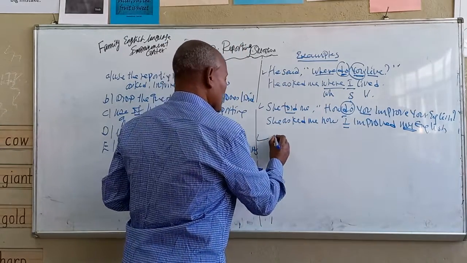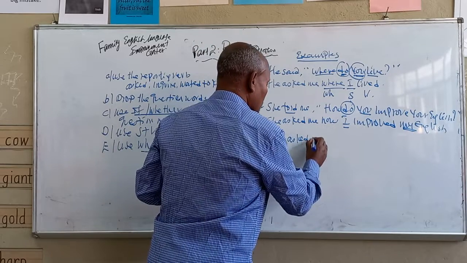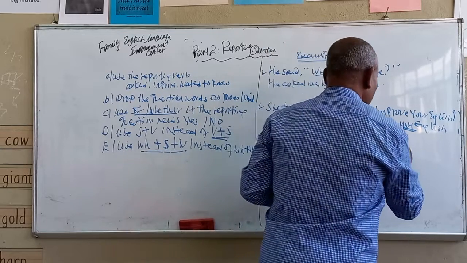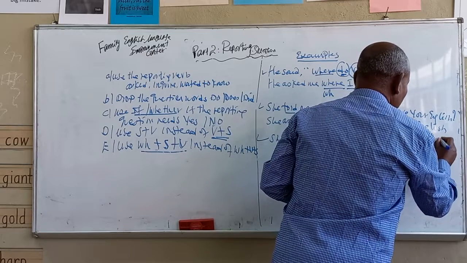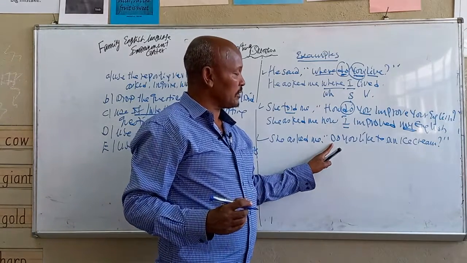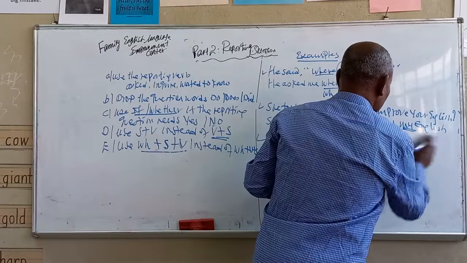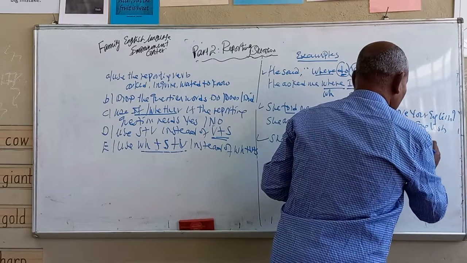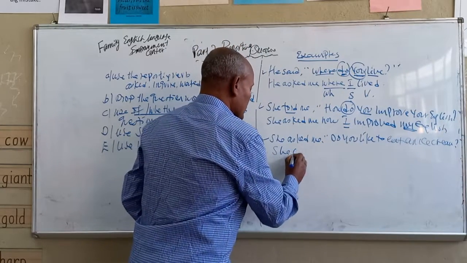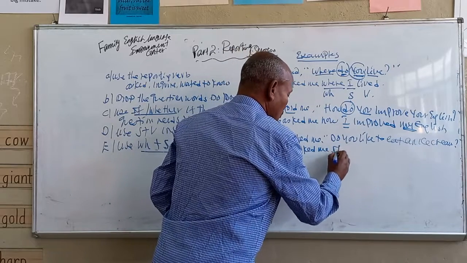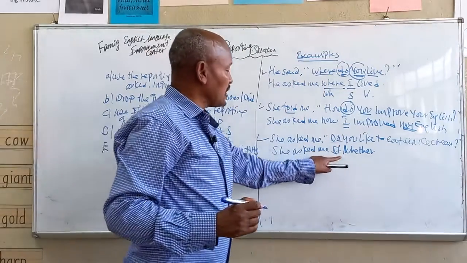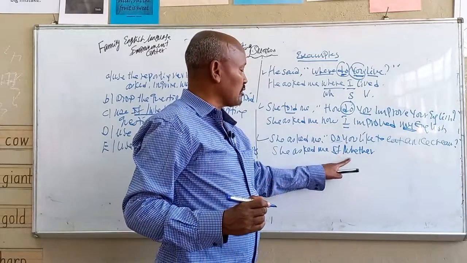And the third example, she asked me, do you like to eat an ice cream? This is a yes no question, not a WH question. This is the double quotation mark, so I can convert this one. She asked me if or whether, because the question, as I told you before, is a yes no question, so I can write a conjunction here, if or whether. You can just use either if or whether, no difference at all.